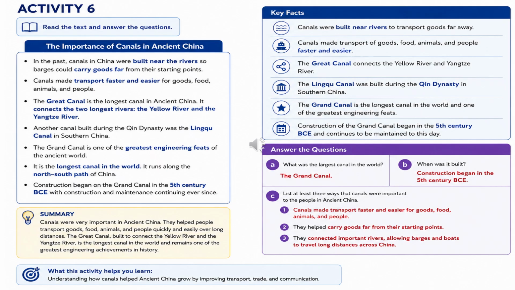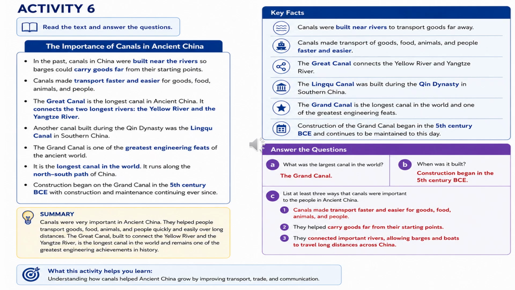goods over long distances. Before modern roads, railways, and airplanes, canals were one of the earliest ways to transport goods from one place to another. So these canals made it much faster and easier to move food, animals, and even people across different parts of China. This helped trade grow at that time, and also allowed people to communicate more easily.